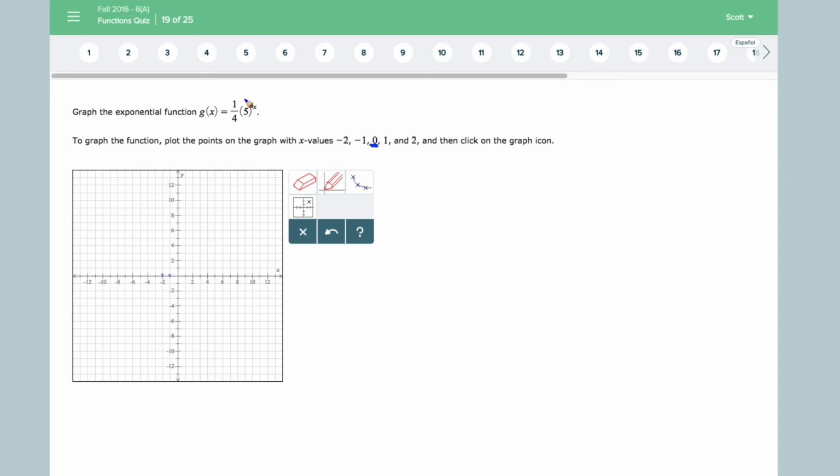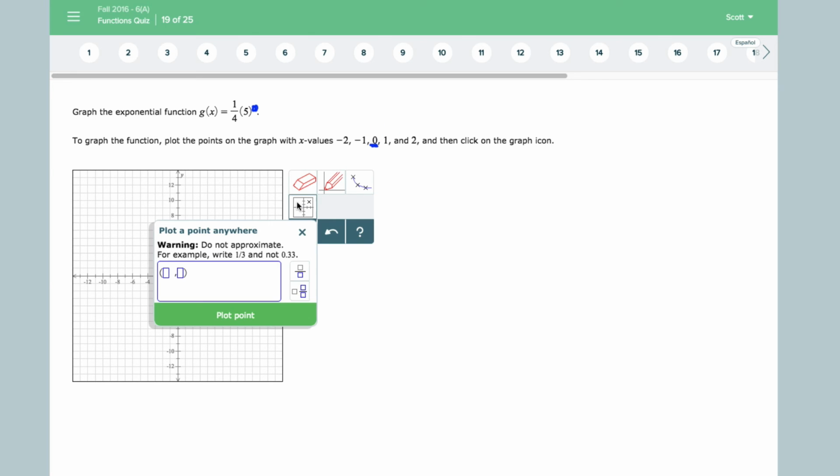Anything to the 0 power is 1. So if I put a 0 there, that makes this whole thing 1. 1/4 times 1 is 1/4. So when I plug in 0, I get 1/4.